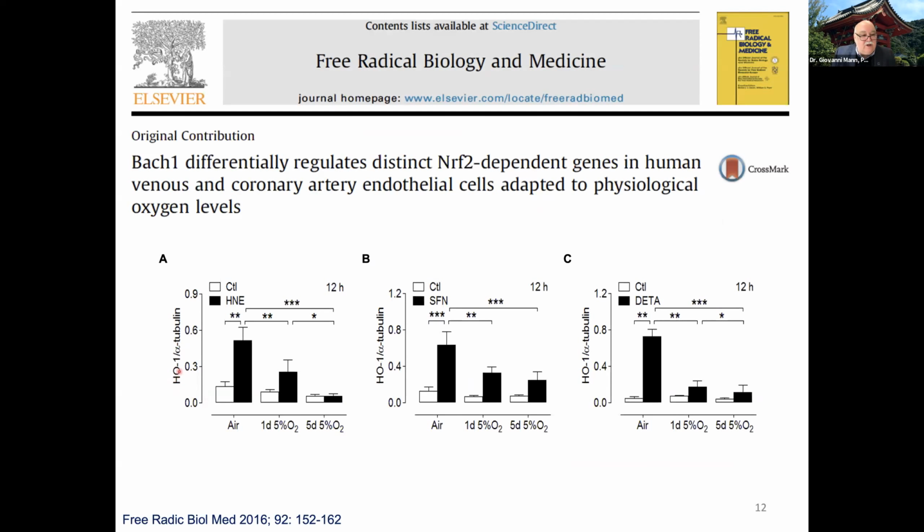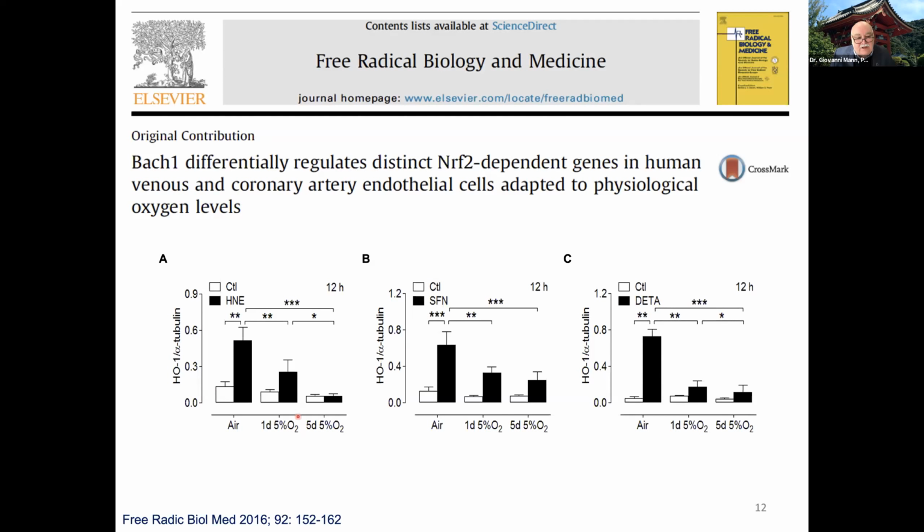And here we're plotting the heme oxygenase protein level versus reference protein alpha tubulin. In air, standard culture, we get a robust increase in response to a lipid peroxidation product, in response to an electrophile, sulforaphane, and in response to an NO donor.